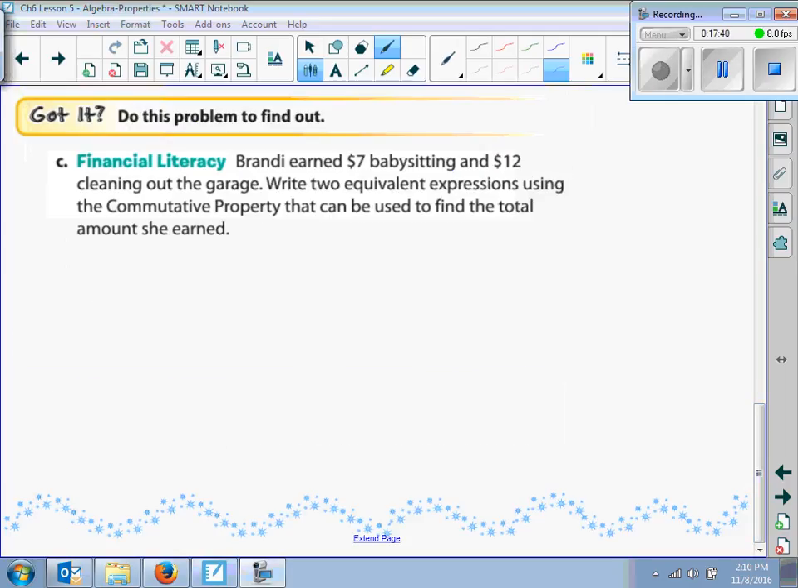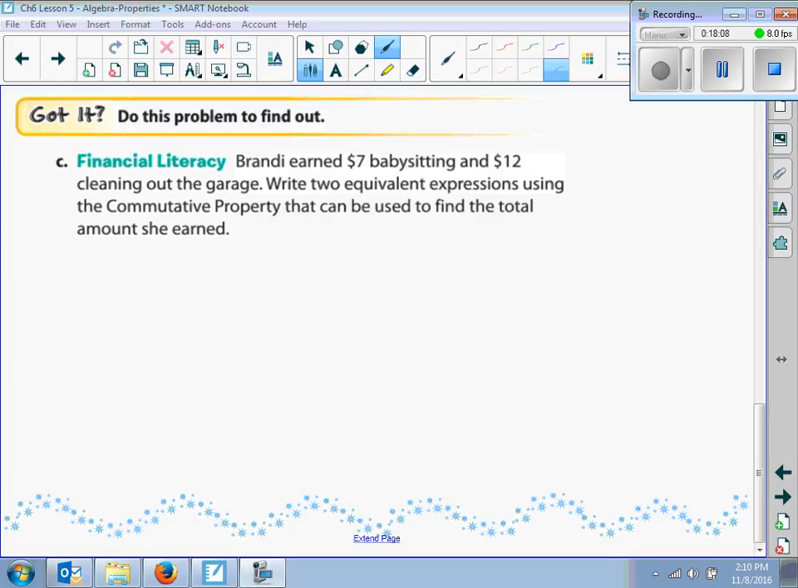So Brandy earned $7 babysitting and $12 cleaning out the garage. Write 2 equivalent expressions using the commutative property that can be used to find the total amount she earned. Okay? So since we're looking for the total, right? What operation is it? Plus. Addition, right? So this is the commutative property of addition.